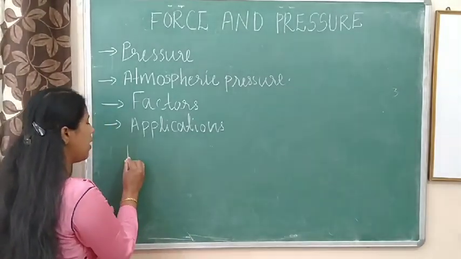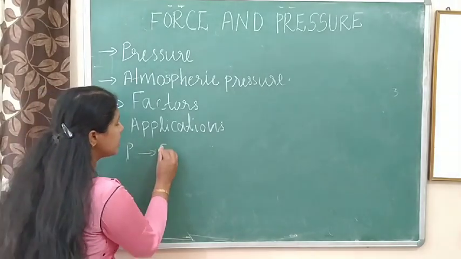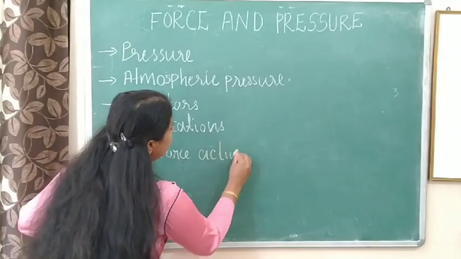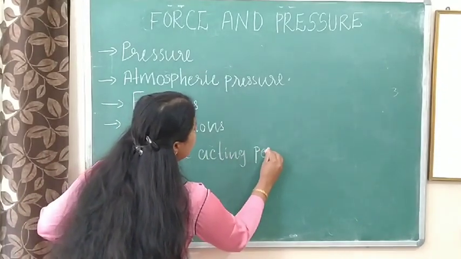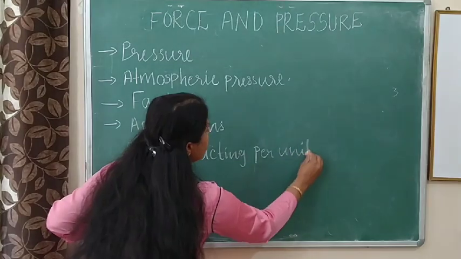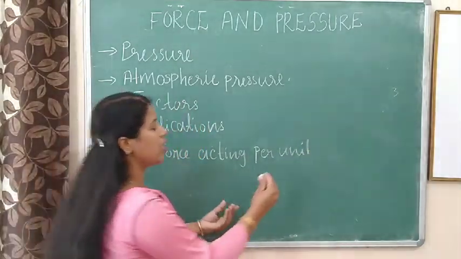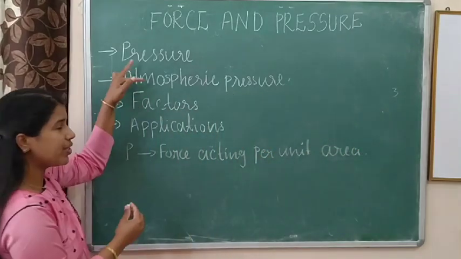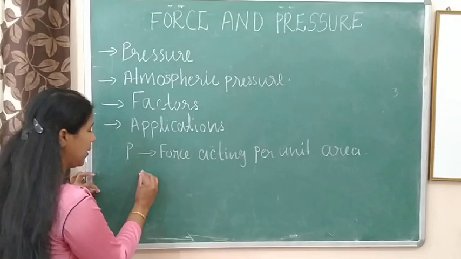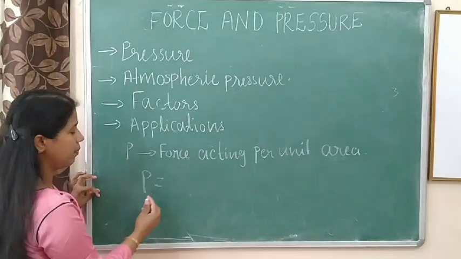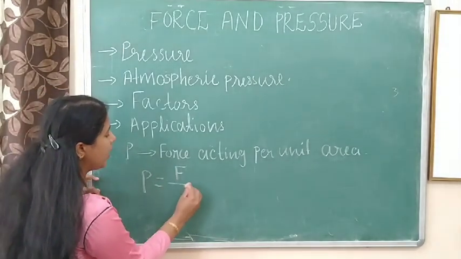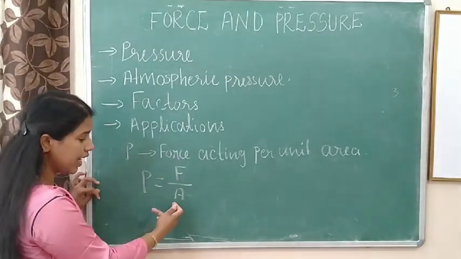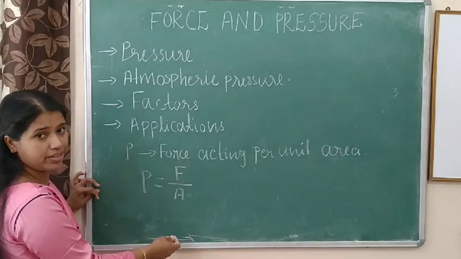Pressure means force acting per unit area. The correct definition is force acting per unit area. Pressure is denoted by the letter P. P equals force divided by area. We know that area means length into breadth.